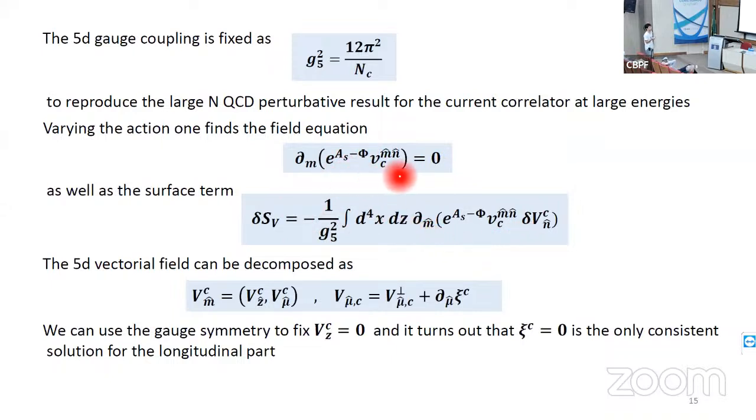Then, by analyzing the equations of motion, you can first decompose your 5-dimensional field into the component along the radial direction and along the transverse direction, and the transverse direction you can also decompose into a pure spin 1 field, this transverse field, and a longitudinal part that would correspond to a spin 0 field. Since the spin 0 field is not physical in this context, you can actually prove that the consistent solution for the longitudinal part is 0. And you can also use gauge symmetry to set the radial component to 0.